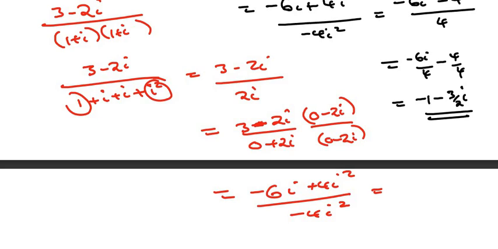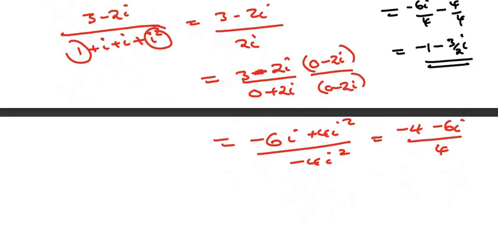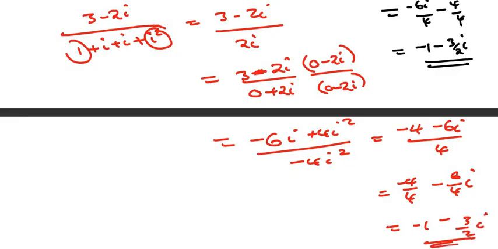Because i squared is negative 1, so on top it's the same as you have negative 4 minus 6i over 4. Then we divide by 2 throughout. This is just going to be negative 4 over 4 minus 6 over 4i. This is the negative 1. 2 there is a 3, 2 there is a 2. So this is what we got. This is basically what we did.